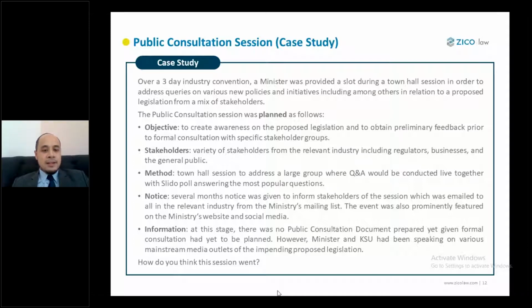Information. At this stage, there was no public consultation document prepared yet, because there was no formal consultation plan yet. However, the minister and the KSU had been speaking on the various mainstream media outlets of the impending proposed legislation. So people were aware there was something coming. People were aware perhaps of a little bit of the content that will be involved.